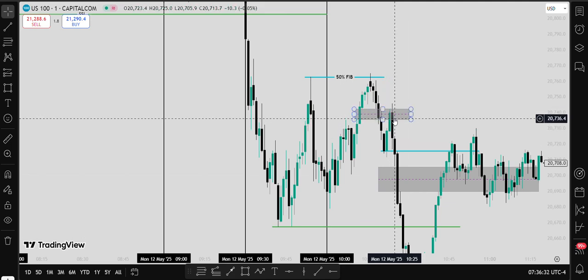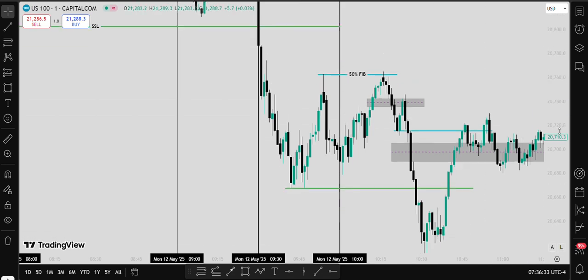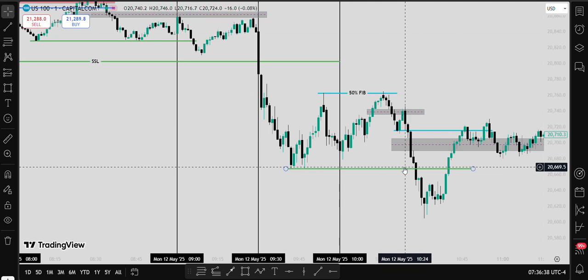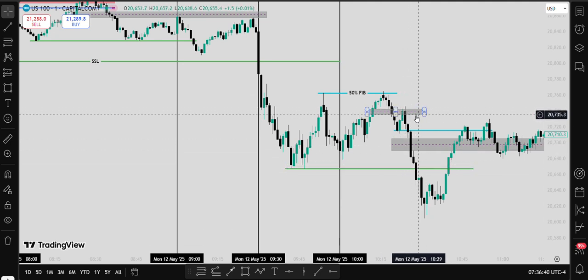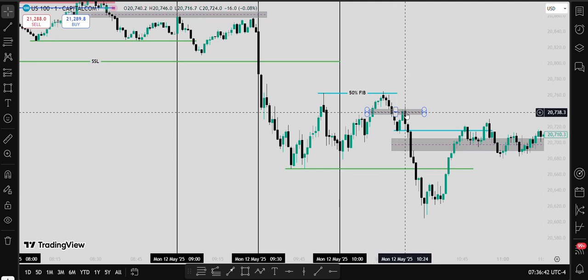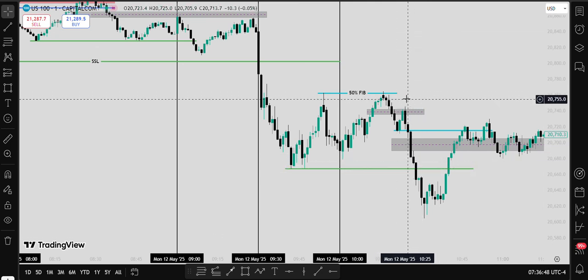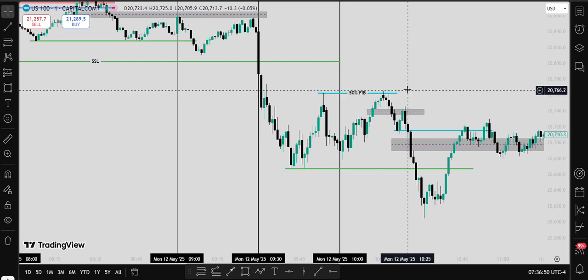actually respected it. And the market went all the way and took out these equal lows. So without being greedy, you would have taken this sell right from here and you target these equal lows. So your stop loss should have been around right here, and this would have given you a risk to reward of 1 to 2.